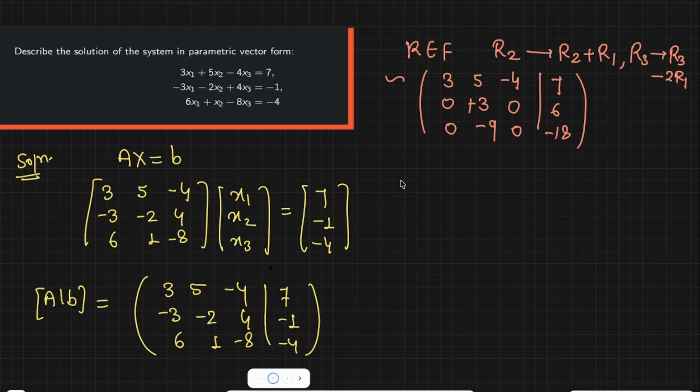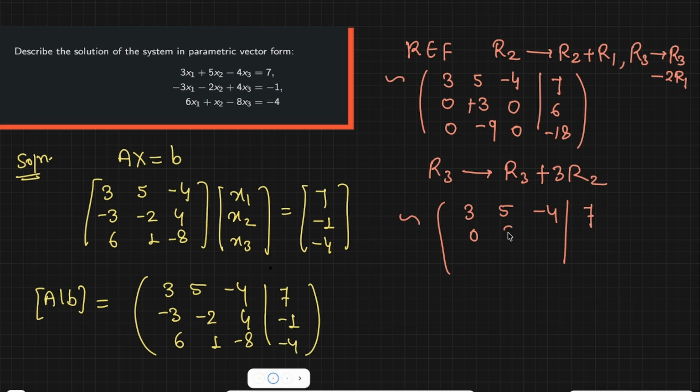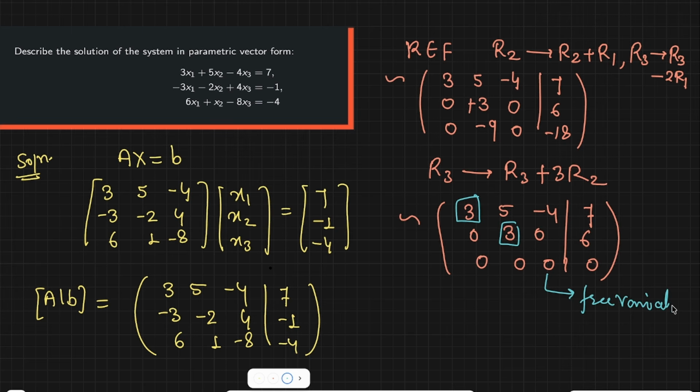So next I will simply multiply this with 3, then R3 interchange with R3 minus 3R2, because I will multiply this with 3 and then add it with this row. So you will get 3 5 minus 4 7, 0 3 0 6, and this will be 0 0 0 0. Okay, so in this case, this is my pivot entry, this is my pivot entry, this column has no pivot entry, this is my free variable.